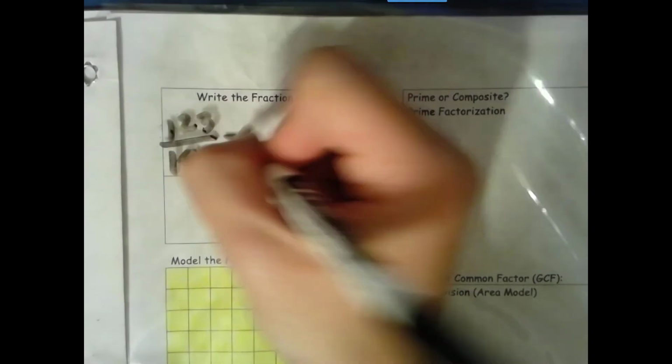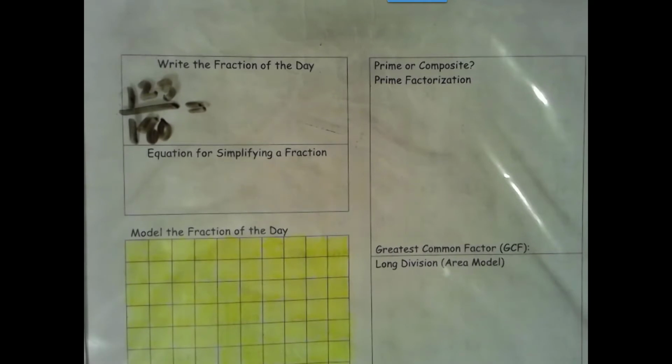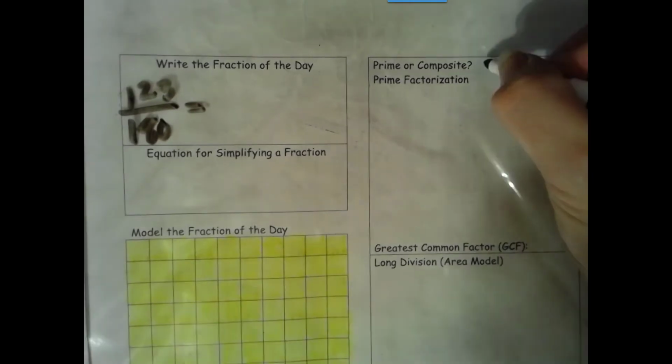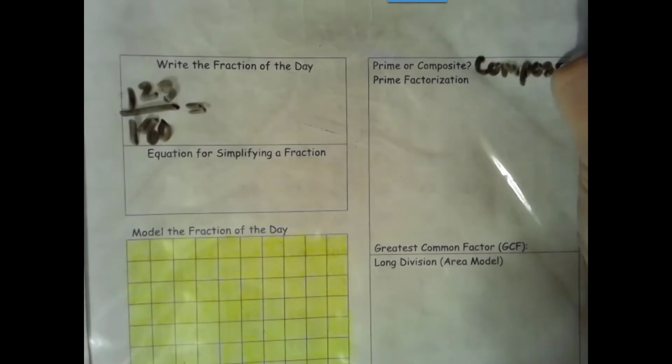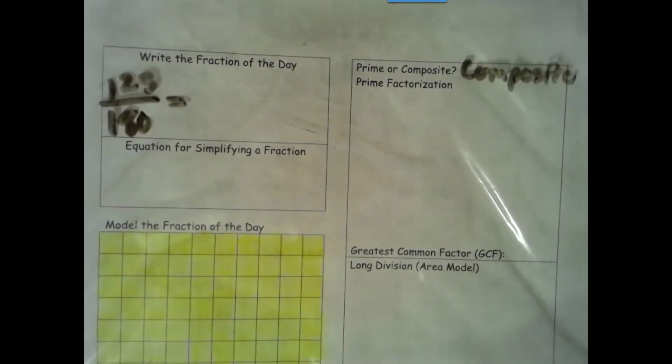We are on day 123. Okay, let's see if 123 is prime or composite. Well, it's not even, so that doesn't help us. Let's try the divisibility rule for 3. So we add the digits together. 1 plus 2 is 3, plus 3 is 6. 6 is a multiple of 3. 3 is a factor, so it is not prime. It is a composite. It has more than 2 factors. It has at least 1, itself, and 3.